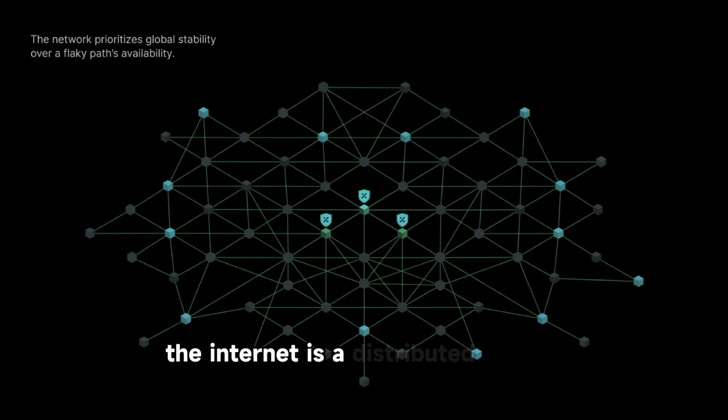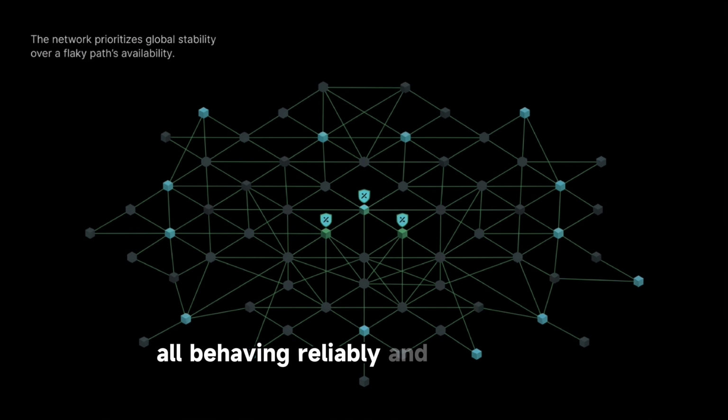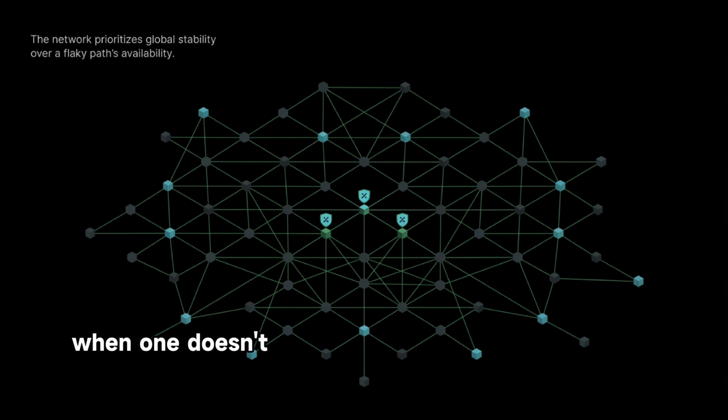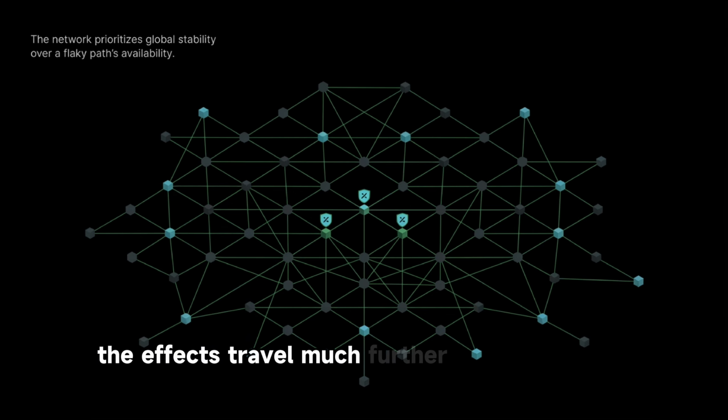The Internet is a distributed system. Its stability depends on thousands of independent components, all behaving reliably and consistently. When one doesn't, when one route can't decide what it is, the effects travel much further than the source.